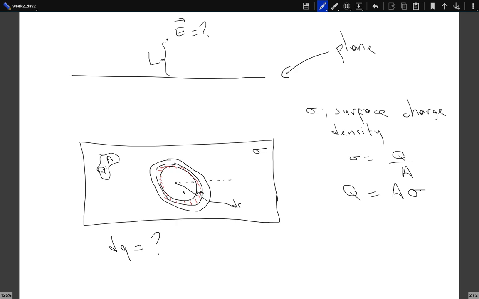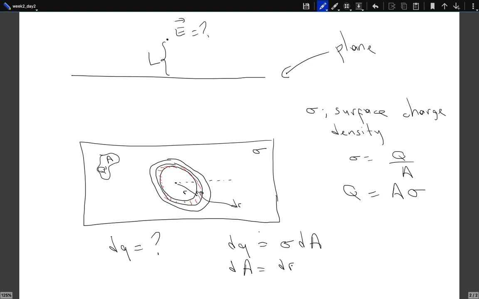Well, the ring, it's very thin. I can imagine opening it up. If I open it up, it just becomes a rectangle with a height dr. So dq is just sigma times dA. And dA, the area of the ring, is dr. This is the height of the ring, the width of the ring, sorry.